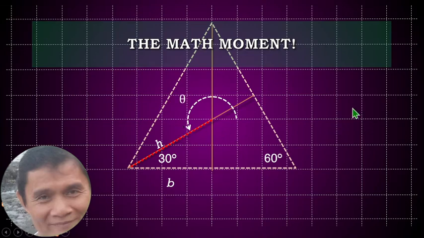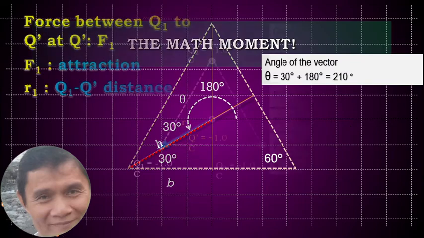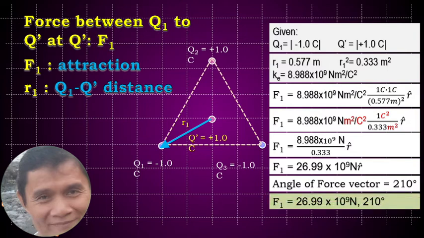So that angle theta, this is 30 degrees by reason of this one is also 30 degrees, no? They are opposite, alternating. This one is 180 degrees. So ang total nila is 210 degrees. So therefore, the angle of our force vector is 210 degrees. So our final answer is 27 times 10 to the 9, pointing at 210 degrees. Remember, this is just a two-dimensional problem.